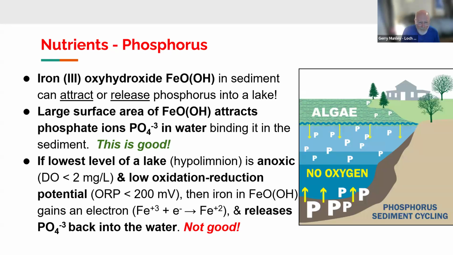The problem though is that if your lake becomes anoxic, if the dissolved oxygen is less than 2 milligrams per liter, and you've got a low oxidation reduction potential, also called ORP, then that iron compound starts to release the phosphate back into the water, which is not good. So there are some natural ways that phosphorus is bound in the sediment, but unfortunately, this particular compound can release it when the conditions are poor. Next, please.